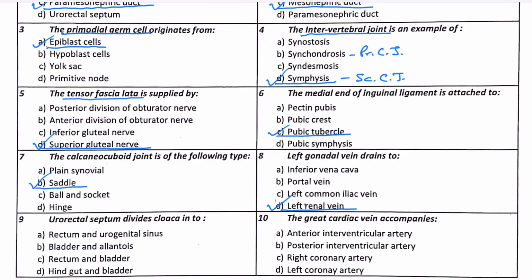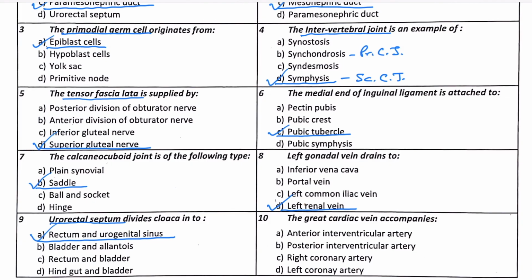Question number 9. Urorectal septum divides cloaca into rectum and urogenital sinus, bladder and allantois, rectum and bladder, hindgut and bladder. This urorectal septum I described in paper 2 part 1, where I was describing the development of the prostate. So remember that the urorectal septum is a vertical septum descending downwards and dividing the cloaca into a ventral and a dorsal portion. It divides the cloaca into rectum and urogenital sinus. The answer here is A.